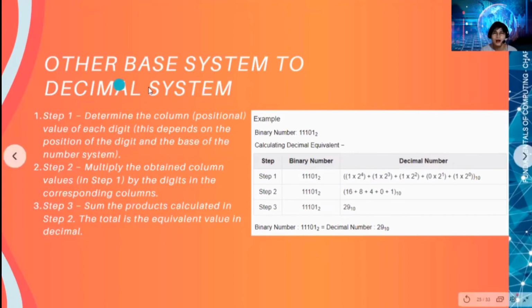So let us say you want to convert octal to decimal, you want to get the decimal, what you just do is replace it with 8 and then check the position. Okay?